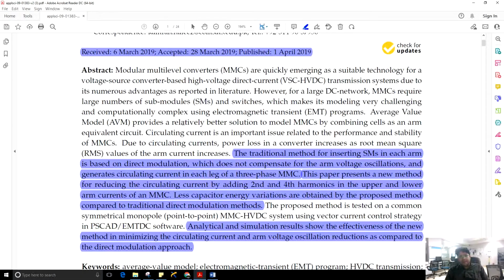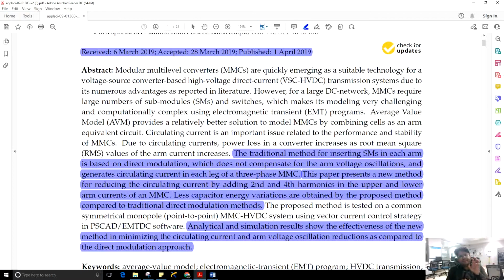Circulating current is an important issue related to performance and stability of MMC. This is very true. MMC produces circulating currents. Circulating currents possess second order harmonics which cause ripple and unbalances in capacitor voltages of the submodules.